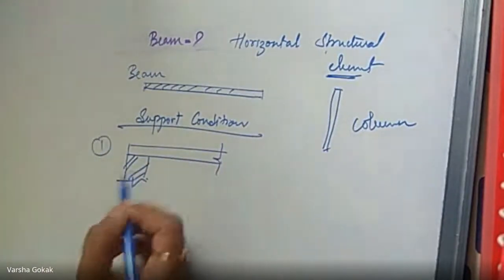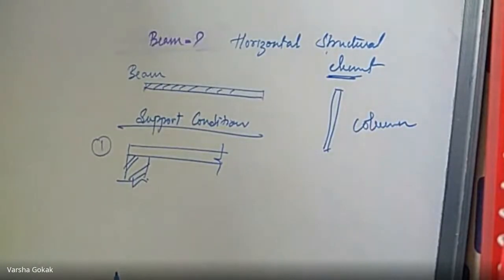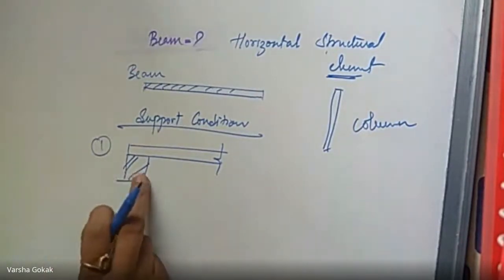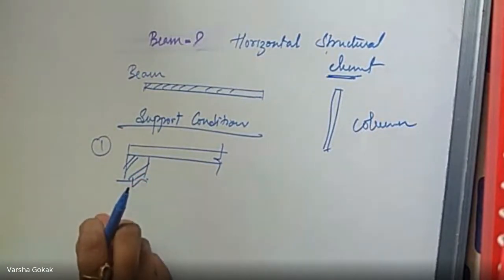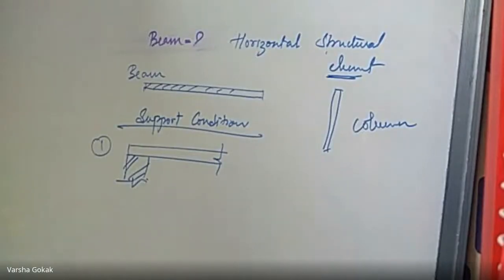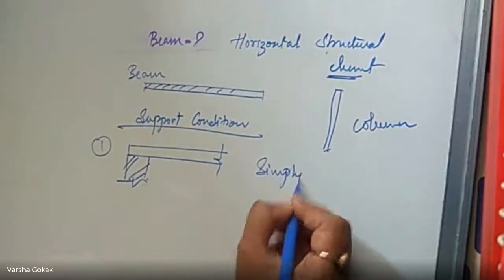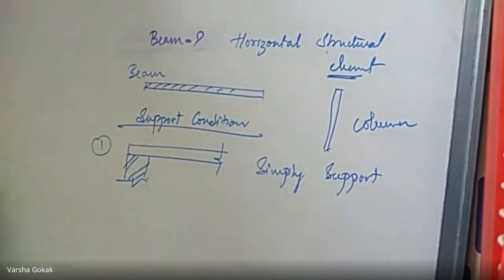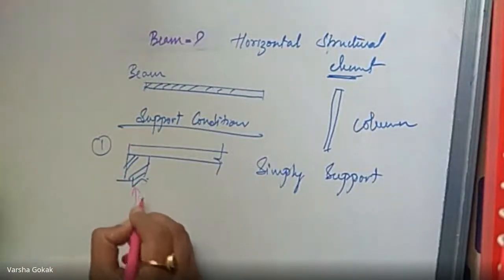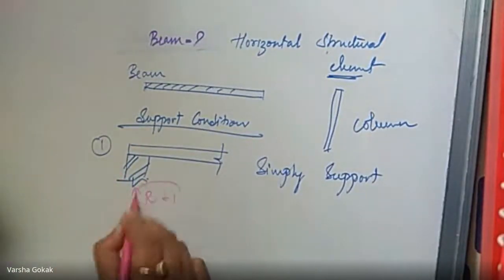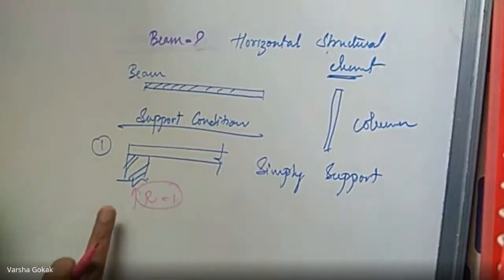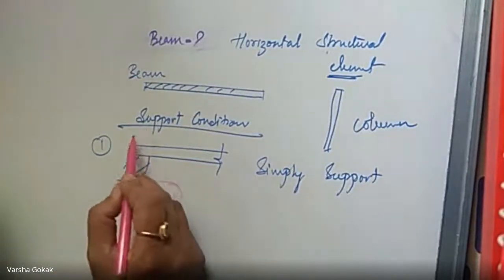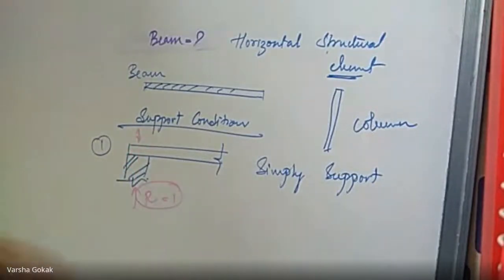Yesterday we saw a beam simply resting over a support, like this. What type of support is this? Simple support, correct. The beam is simply resting over this. In case of a simple support, the number of reactions R is equal to 1, which is vertical, because there is no permission for it to move in the vertical direction.